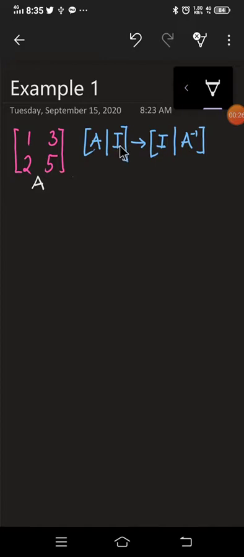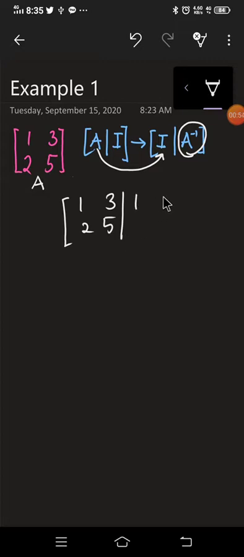So write down A and the identity on each side, and then we do the operations until the left side changes from A to the identity. Eventually the right side will change into the inverse of A. Okay, let's do this one. Write down 1, 3, 2, 5, and on the right side the identity 1, 0, 0, 1.